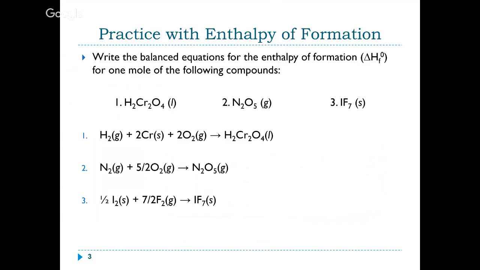So in writing standard enthalpies of formation for particular compounds, the name of the game is what you want to make is your product. You can only have 1 mole of your product. So then you have to balance accordingly on the reactant side to make sure that we have no coefficients on our product side. And we identify that things need to be in their standard state, which means all of these have standard enthalpies of formation of 0 because they're elements.